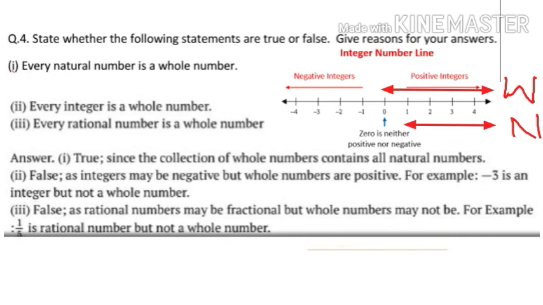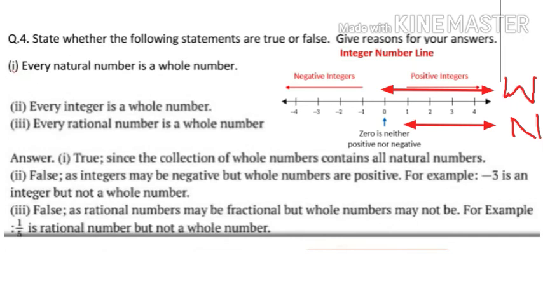Third question, every rational number is a whole number. No, this is also false. Why children? Because rational numbers may be fractional, but a whole number should be a positive number, isn't it? So for example, 1 by 2, 1 by 5, these are rational numbers, but they are not whole numbers.